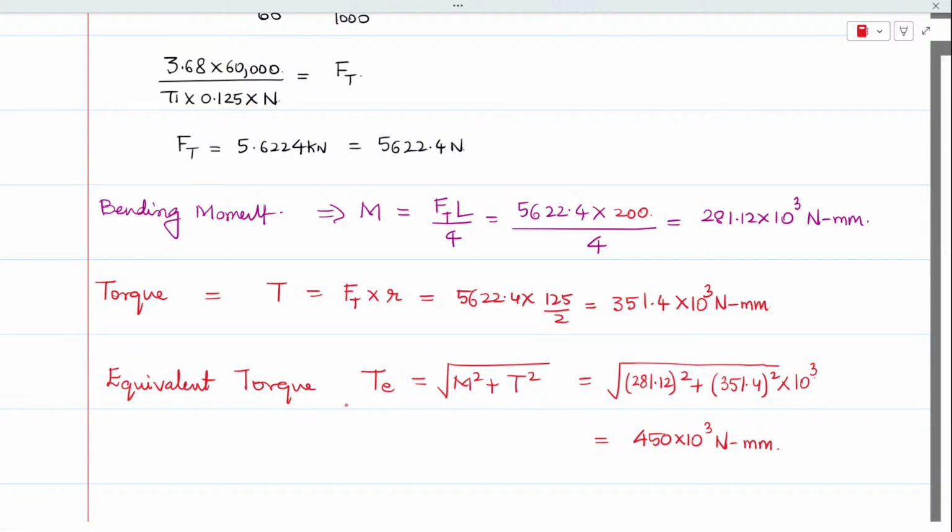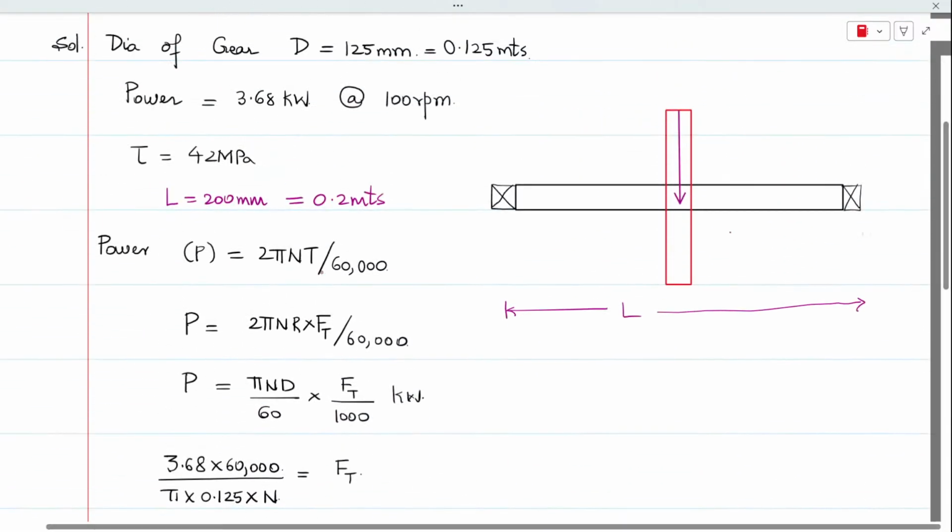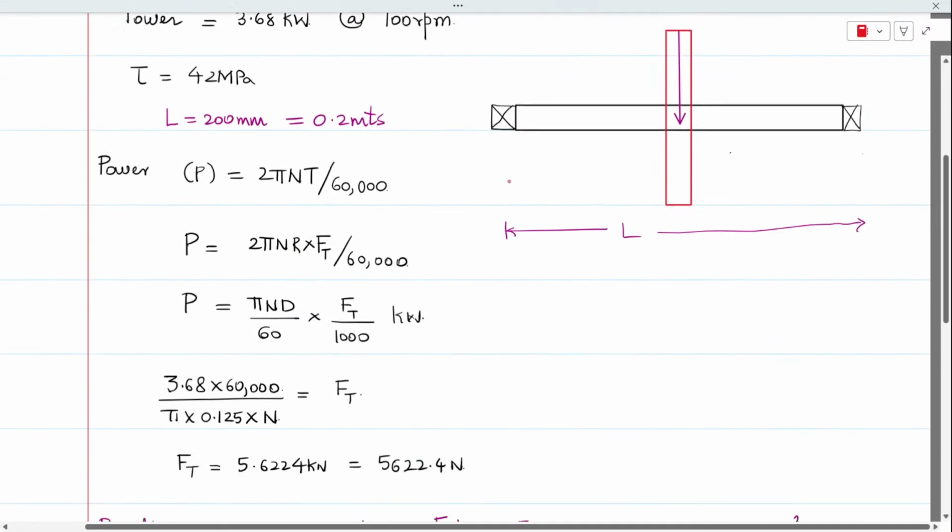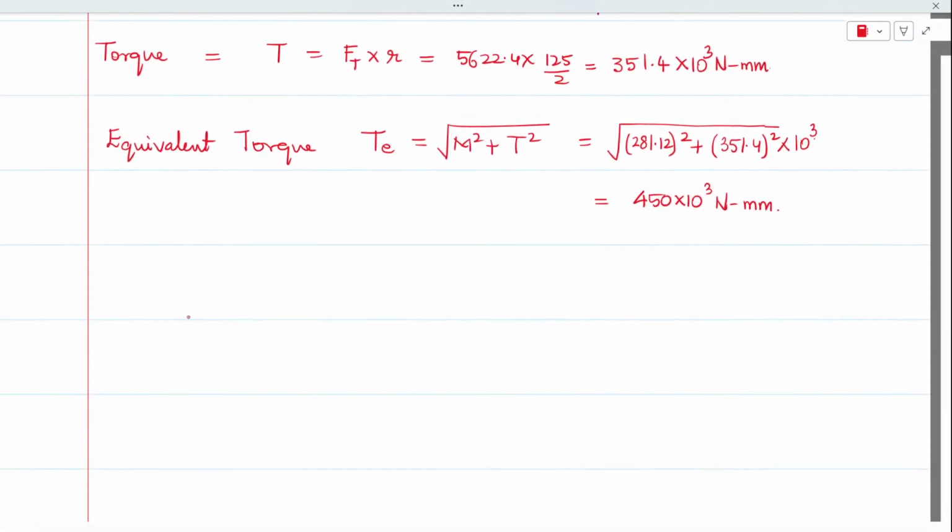Now using this equivalent torque, we can get the diameter of the shaft. The diameter of the shaft can be calculated by using the equation tau by r is equal to T by J. J here would be pi by 32 d power 4 and r would be equal to d by 2. So tau will be equal to 16 T by pi d cube.